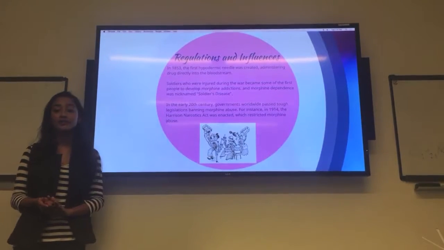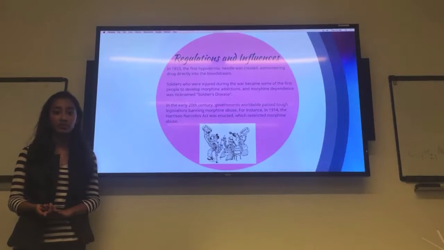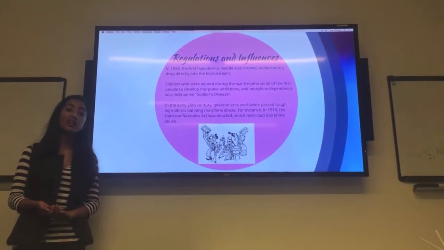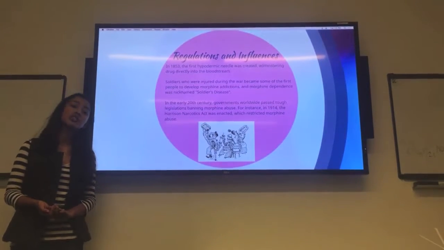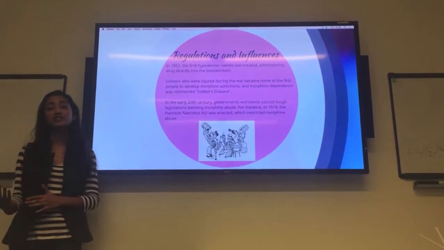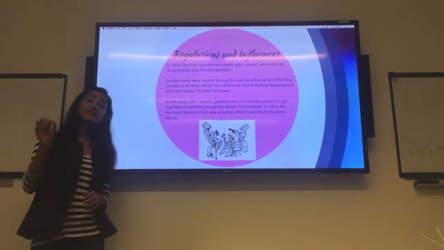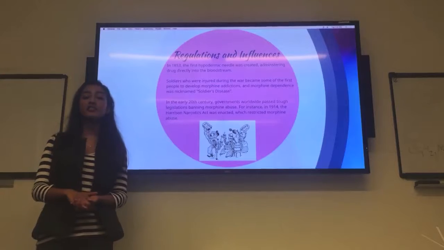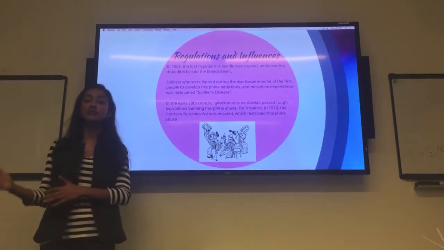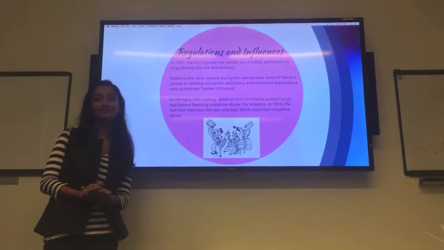And as well as that, in the early 20th century, governments worldwide began to pass more and more regulations in regards to the dosage, and they began to ban morphine as well. And in specific, in 1914, the Harrison Narcotics Act was enacted, which specifically restricted morphine abuse.